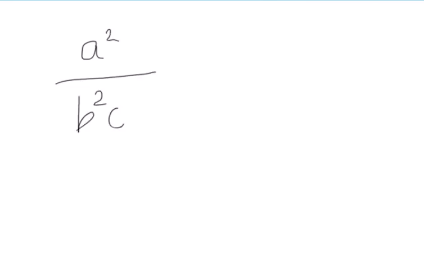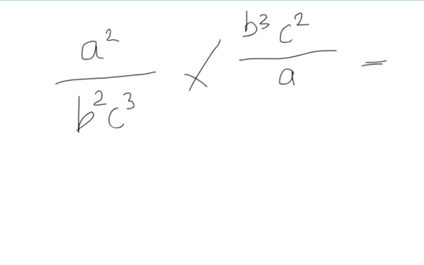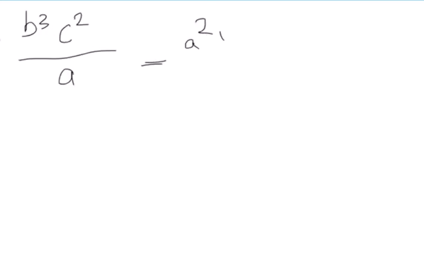Let's look at yet another example. I have a squared over b squared by c to the power of 3, or c cubed, multiplied by b cubed, or b to the power of 3, c squared over a. I have to multiply this. How am I going to multiply this sum? Okay, as we were doing before, when we were multiplying, what did we do? We made it one fraction. So I multiplied everything together, a squared by b cubed, c squared all over b squared.